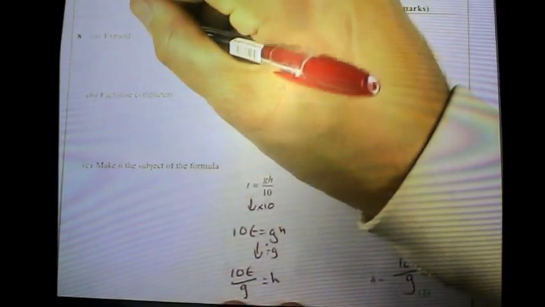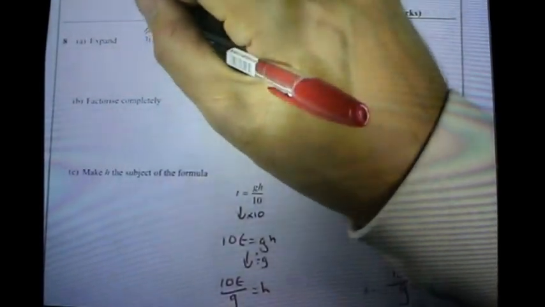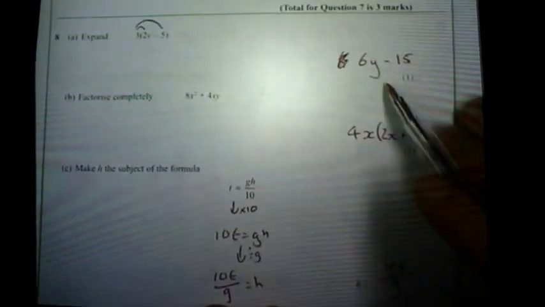Expand the brackets. Fairly simple. 3 lots of 2y is 6y. 3 lots of 5 is 15. Put your minus in, you should get that.